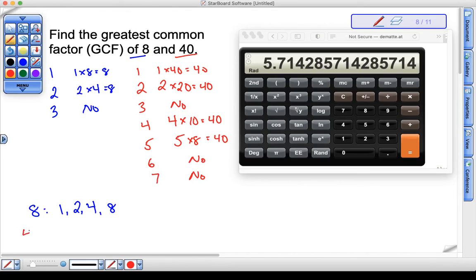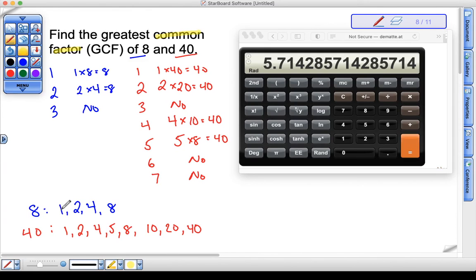So let's figure out what our factors of 40 are. Our factors of 40 are going to be 1, then a 2, then a 4, then a 5, then an 8, then a 10, 20, and 40. So a lot of factors here for 40. Now we need to figure out what our common factors are going to be.